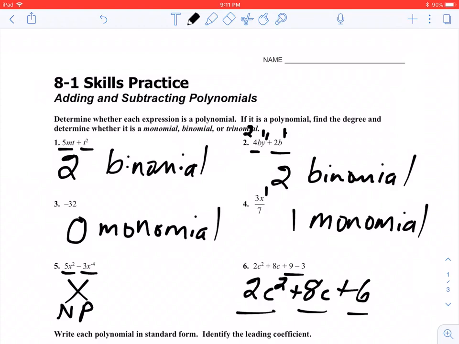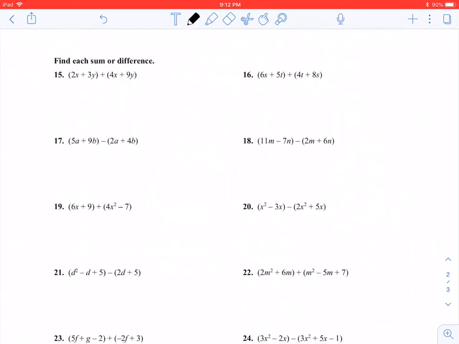And the highest power, this c is c to the second, this c is c to the first, and there's no c over there. The highest power in between the terms is 2. So the degree of the entire polynomial is 2. And because it has 3 individual terms, we call this a trinomial. And I apologize for the lousy writing, but I was running out of space. Okay, so moving on. That was 1 through 6.